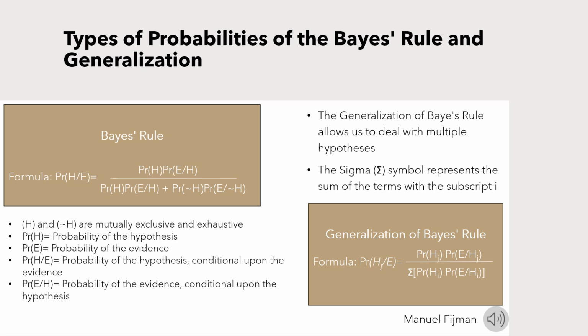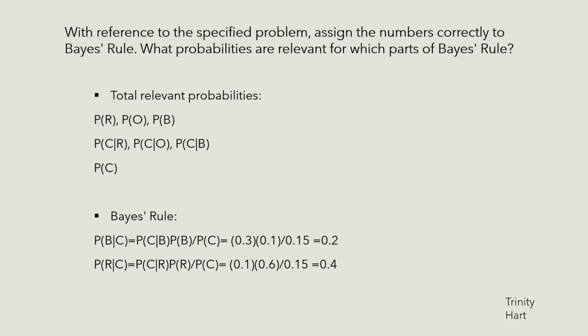In this case, we introduce the symbol sigma, which allows us to sum up the terms over the subscript i. Given all this, we receive the generalized formula for Bayes' rule, which is shown on the slide, and allows us to deal with any number of hypotheses, which are mutually exclusive and jointly exhaustive. The total relevant probabilities to solve this problem are the probability of red, orange, and blue, the probability of crash given red, crash given orange, and crash given blue, and the total probability of crash.